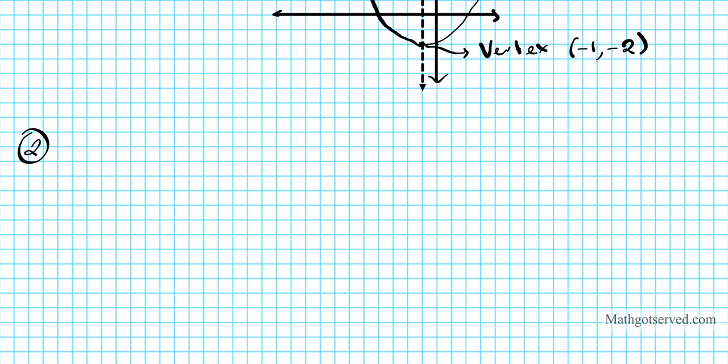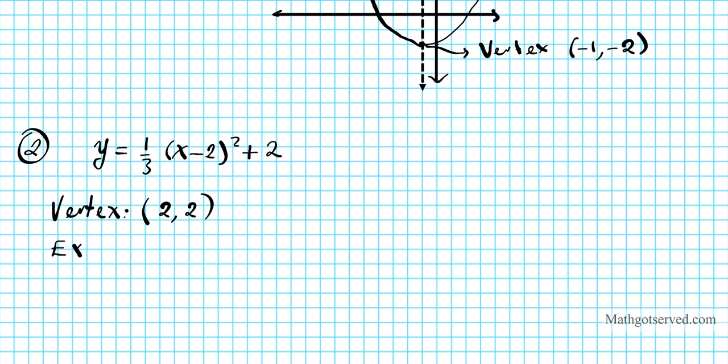Example 2. What if we have the equation y equals 1/3 (x minus 2) squared plus 2? So this is vertex form. First thing we need to find is the vertex. To find the vertex, we take the opposite of the number next to the x, which is 2. And then we just bring down the other number, which is 2. So there goes the vertex. Next thing we're going to look for is our extrema and opening.